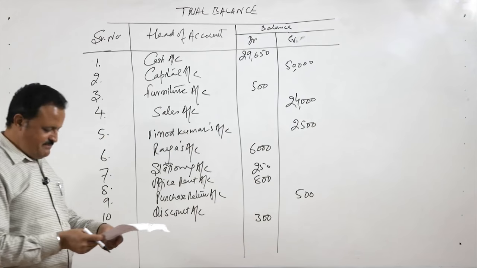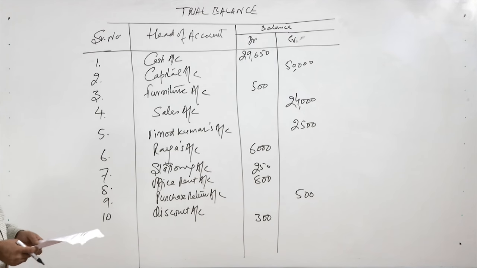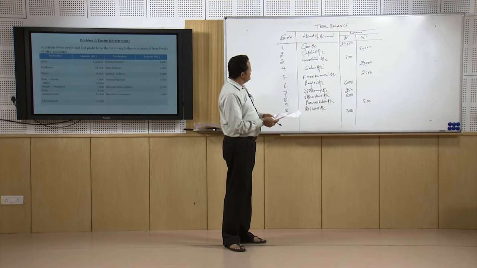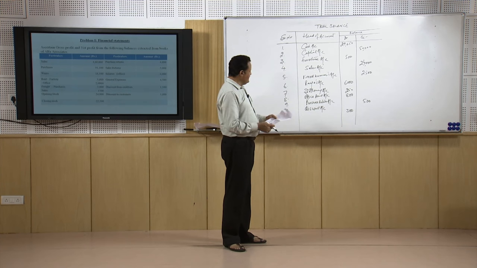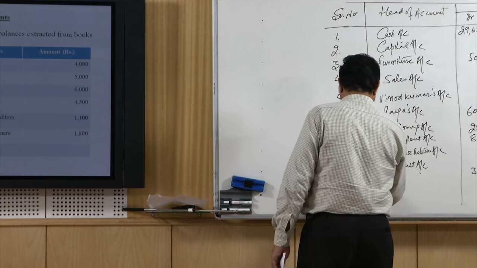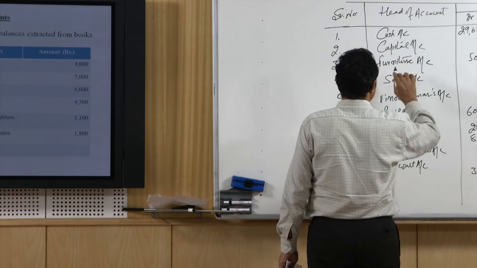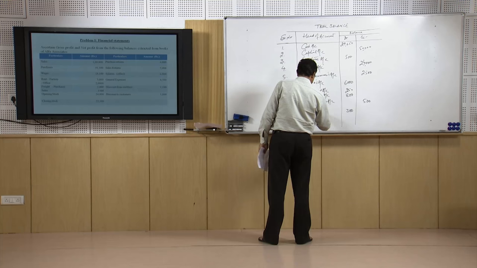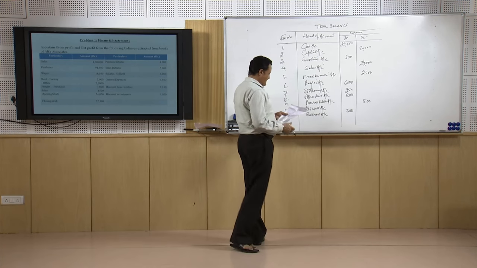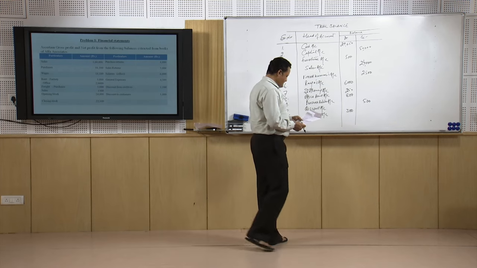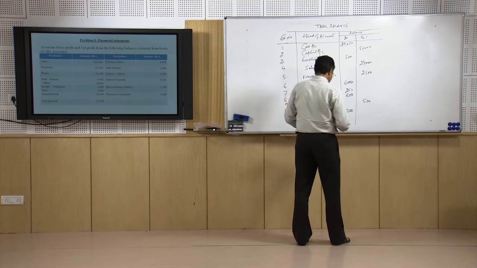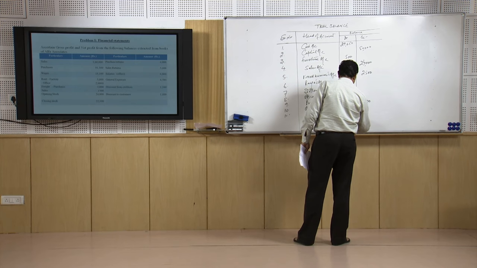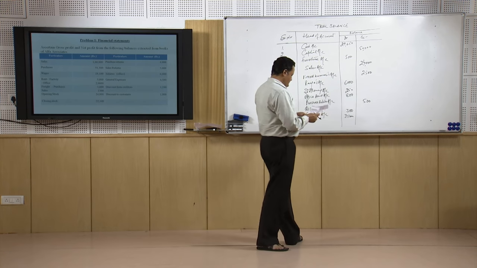So I think all the balances we have taken here, and if you think about it, there is no balance left, or maybe some balance is left. Yes, one balance is left, I think. It is the purchase account. Yes, this is the 11th account. So cash, capital, furniture, sales, Vinod Kumar, Raja, stationery, and purchase we have forgotten. So you put here the purchase account, and the purchase account's balance is a debit balance of 35,000 rupees.